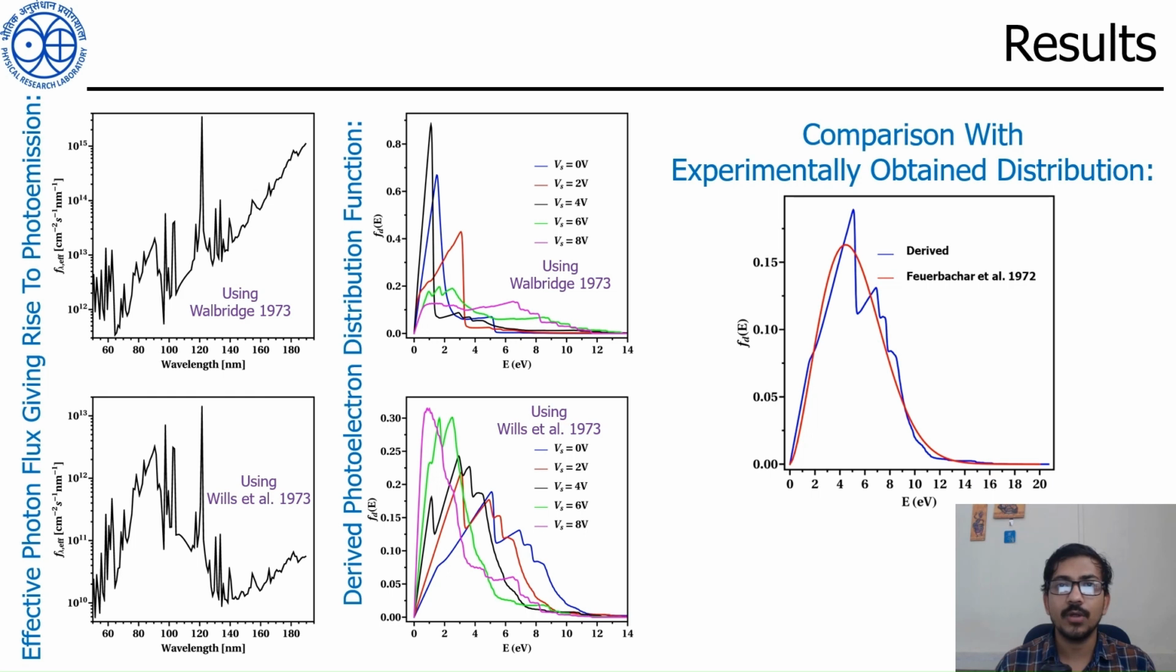Lastly, I want to point out that the distribution derived using the Willis quantum yield closely matches the experimentally obtained distribution measured by Feuerbacher et al. 1972 when fitted using the photoelectron temperature obtained using Fermi-Dirac statistics.